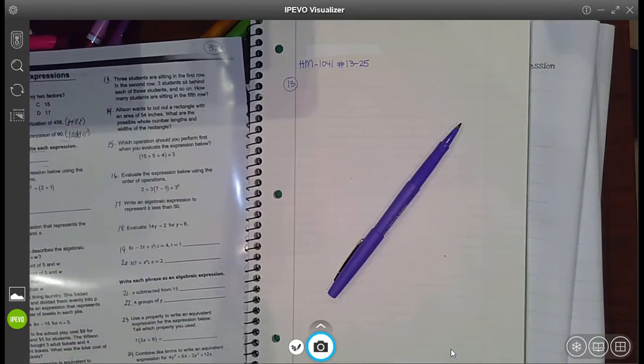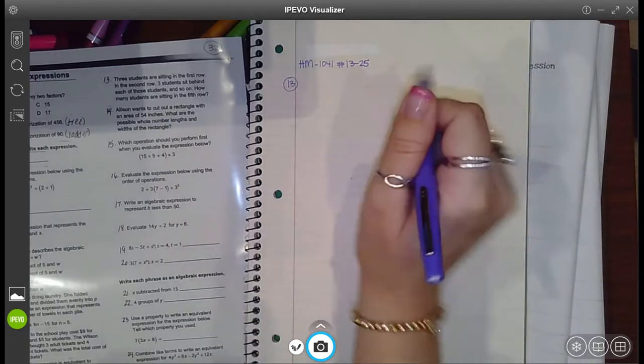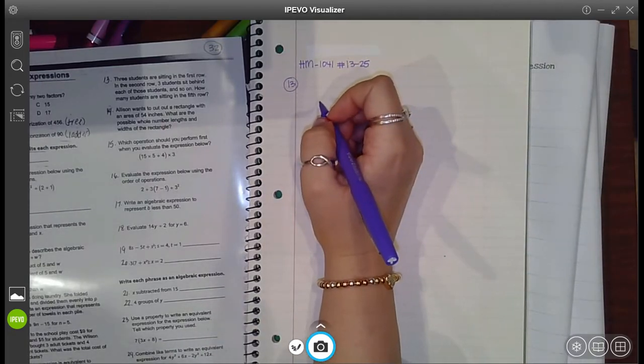Hello, my little mathematicians. We're going to help you review the unit on expressions. So let's focus on numbers 13 through 25.